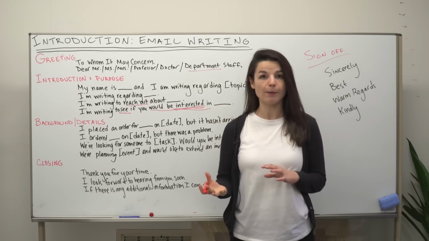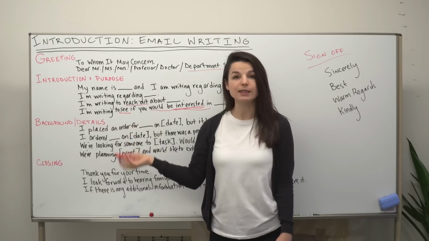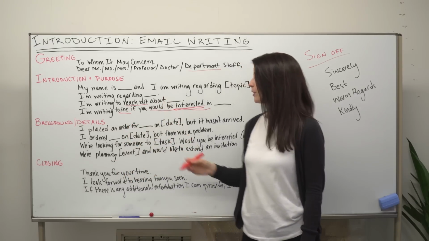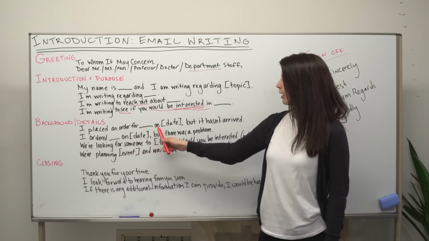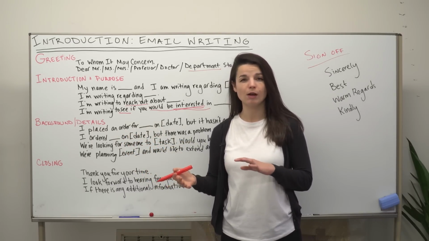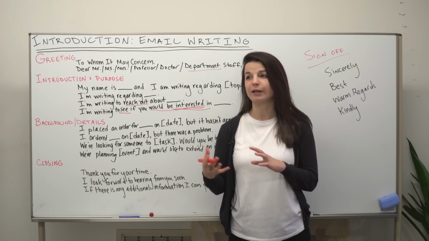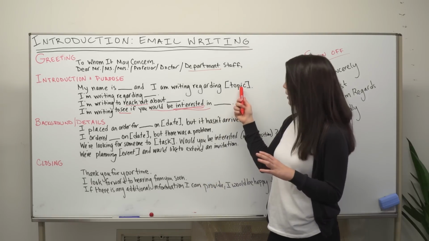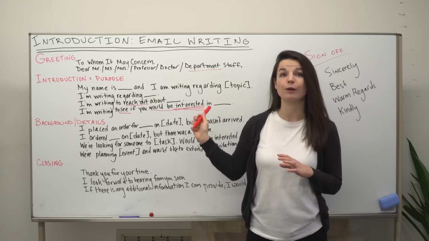Okay, so these are a few simple examples when you're making a request or when you're writing about a general topic. So how do you then explain some background and some details about this point? If you are writing regarding a question, maybe you ordered something from the company, there was a problem, or maybe it was a service transaction, some kind of business transaction, that's your topic. So for example, my name is Alicia and I'm writing regarding a textbook I ordered.